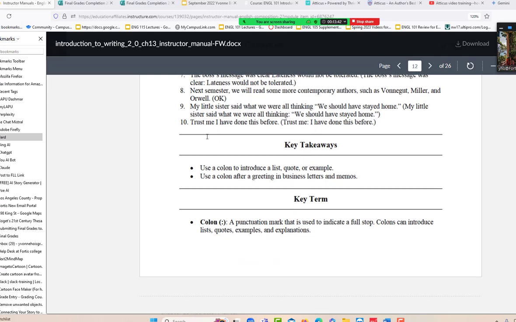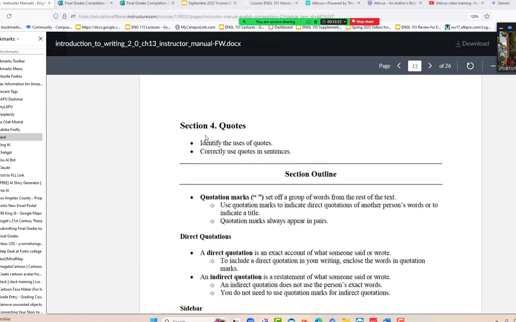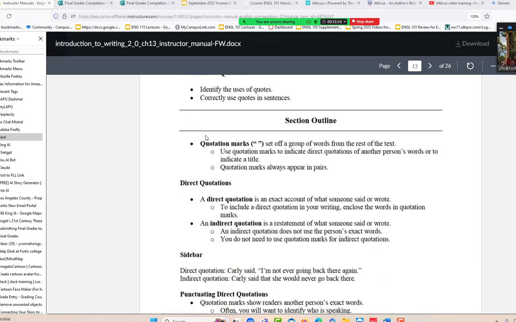Key takeaways. Use a colon to introduce a list, quote, or example. Use a colon after a greeting in business letters and memos. Quotation marks set off a group of words from the rest of the text. Use quotation marks to indicate direct quotation of another person's words or to indicate a title. Quotation marks always appear in pairs.